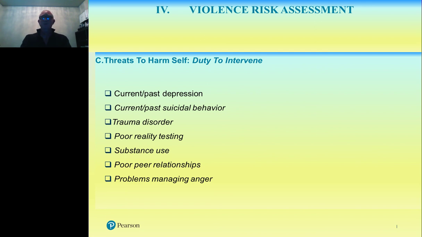Current or past depression, current or past suicidal behavior. This is important because it speaks to dysregulation of the affective situation that they're in. Trauma disorder, okay? Are they reactive? Poor reality testing, substance abuse. I work with kids whose violence always seems to occur when they're drunk. Okay, poor peer relations, problems managing anger, and so on.